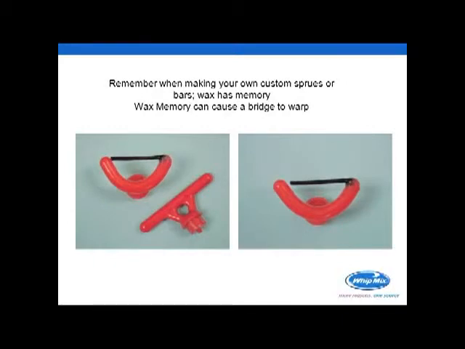That memory, that trying to return to its original position, may very well be causing you to have problems with bridge work that you've set now on one of these bars. As it tries to move back into its original position, it's putting pressure on your wax-up and could possibly be flexing your bridge. So make sure that if you're using these, you bend them into shape and then set them out, let them cool off to room temperature before use.